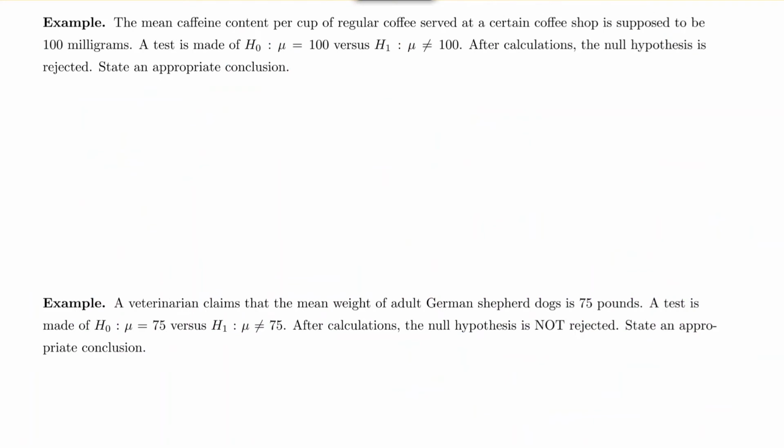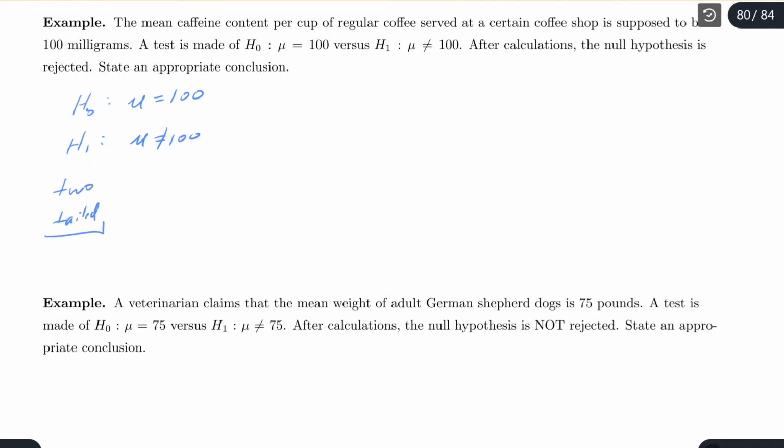So the mean caffeine content per cup of regular coffee served at a certain coffee shop is supposed to be 100 milligrams. A test is made. Here we're just practicing writing the conclusion. The null is that the mean equals 100, and the alternative is that the mean is not equal to 100. So this is a two-tailed test. After calculation, the null hypothesis is rejected. So they're telling us the conclusion. Again, how to determine reject or not reject will be covered in future lessons.